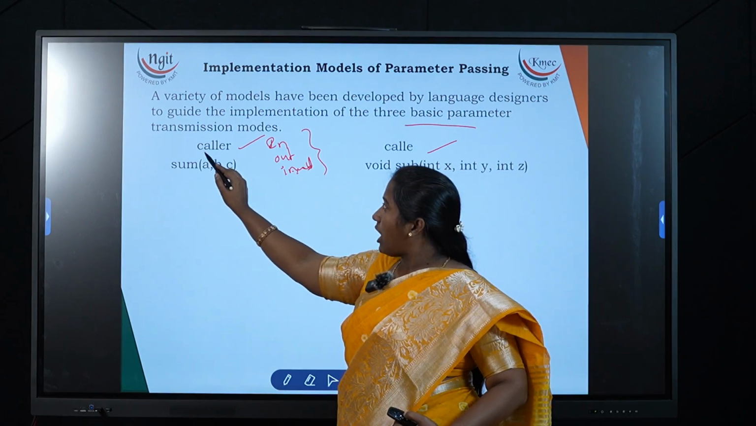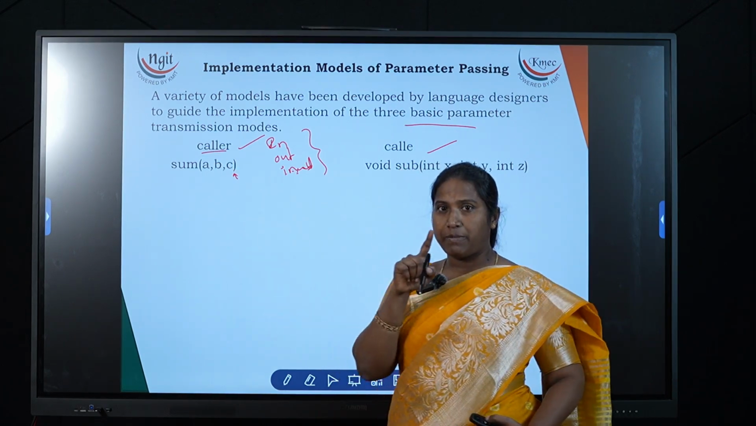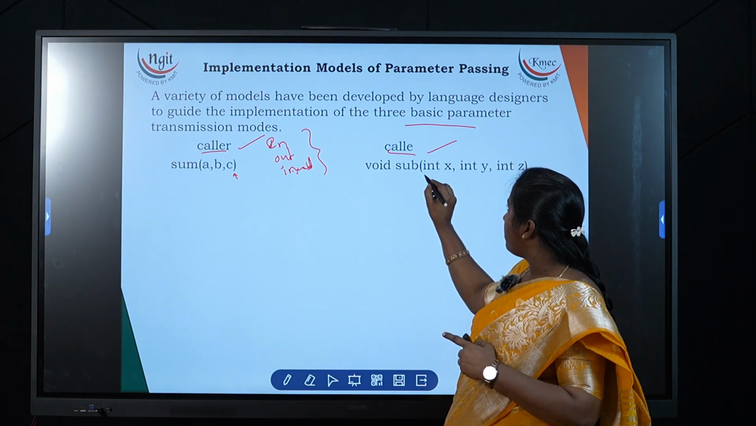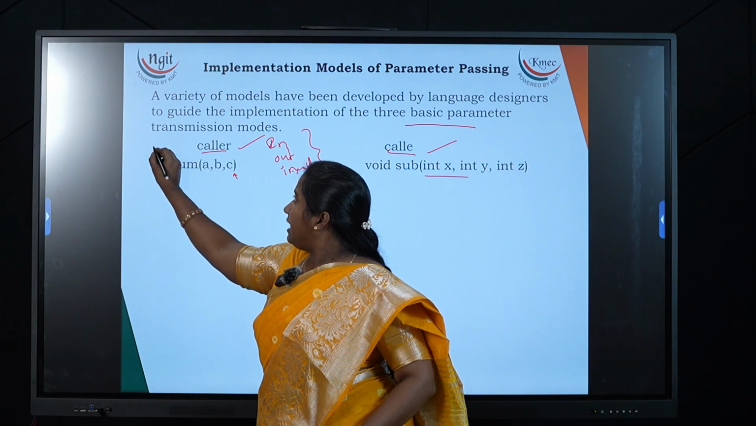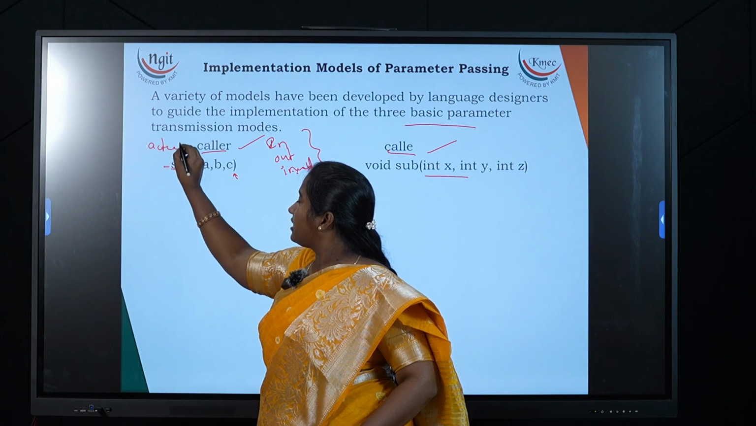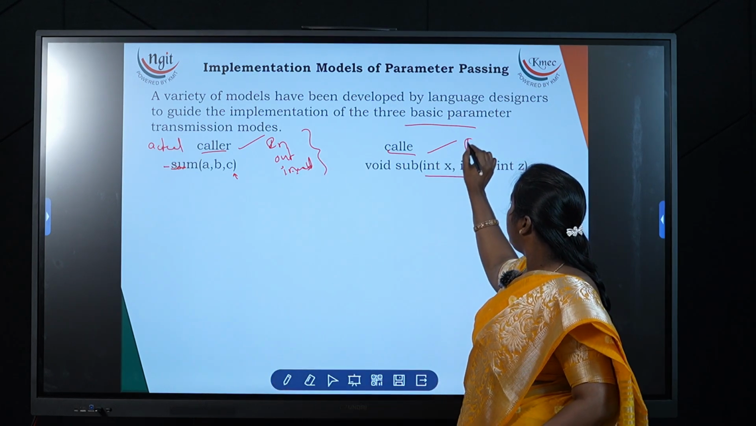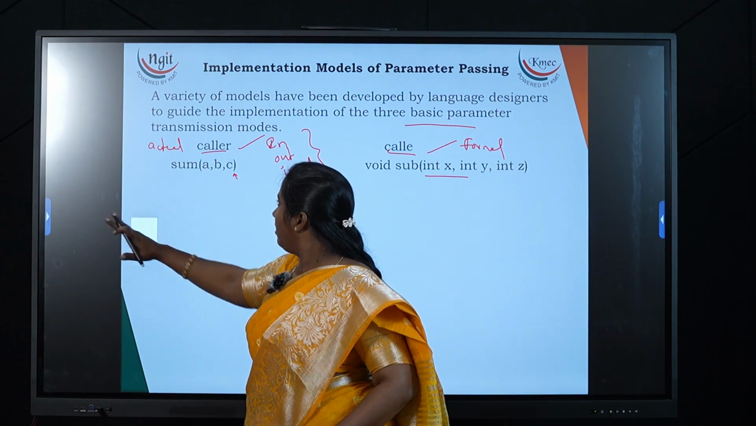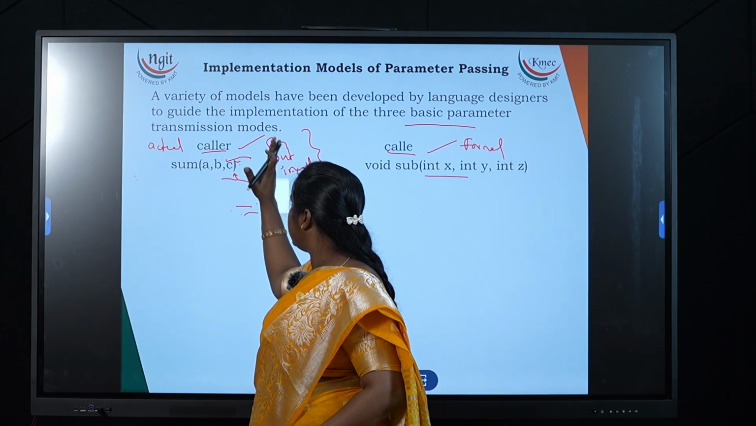Now, we'll be going to see these three with respect to this example, caller and callee. Caller is a subprogram where it contains actual parameters. Callee is a subprogram where it contains formal parameters. Let's write here: actual and formal. Now, how the transmission will get placed here, that we'll see.